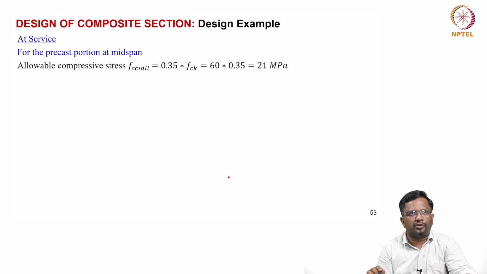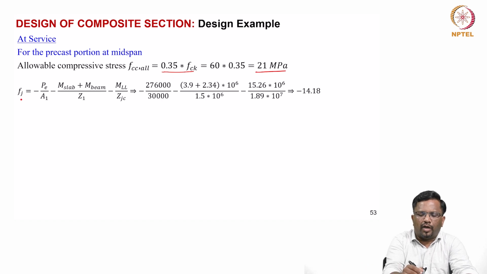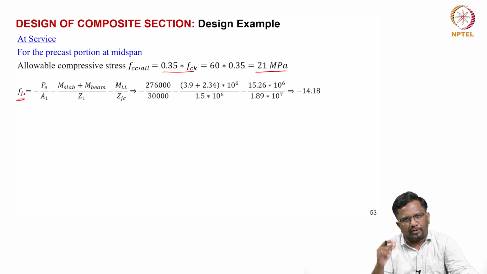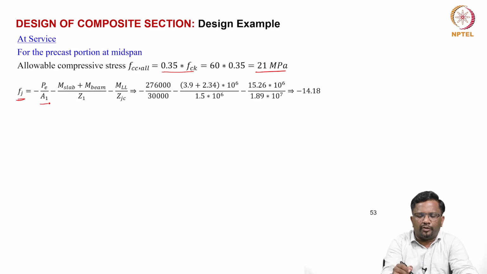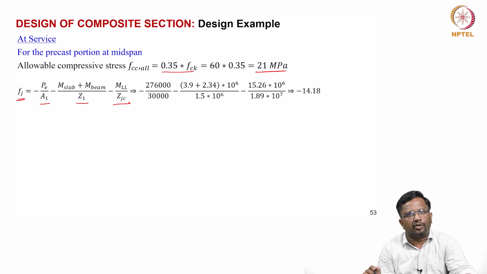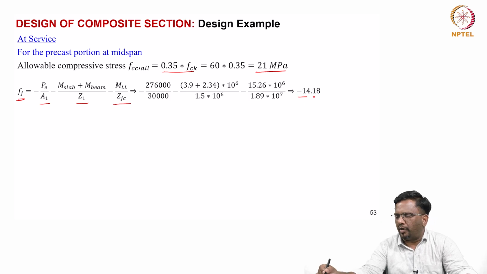Now, the moment you go to service, my allowable compressive stress will slightly reduce. Instead of going for 0.44, we take 0.35. So, that becomes 21 megapascal. Now, at the joint location, we have seen that you will have higher compressive stress. So, you substitute PE by A1, similarly the slab plus beam moment divided by Z1, and live load divided by the section modulus of the composite section. You substitute all those things at the joint location.